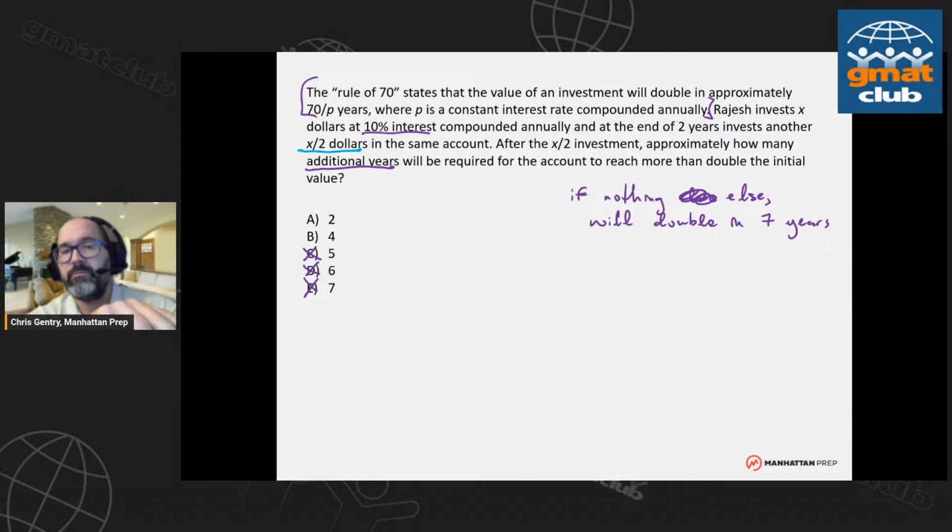And the other language here is how many additional years will be required. So in this instance, if we want the additional years that would be required, we're actually looking for the minimum additional years, the approximate minimum of additional years. All of these choices, every single one has had more than double. But we wanted the required additional years. So we want the minimum.